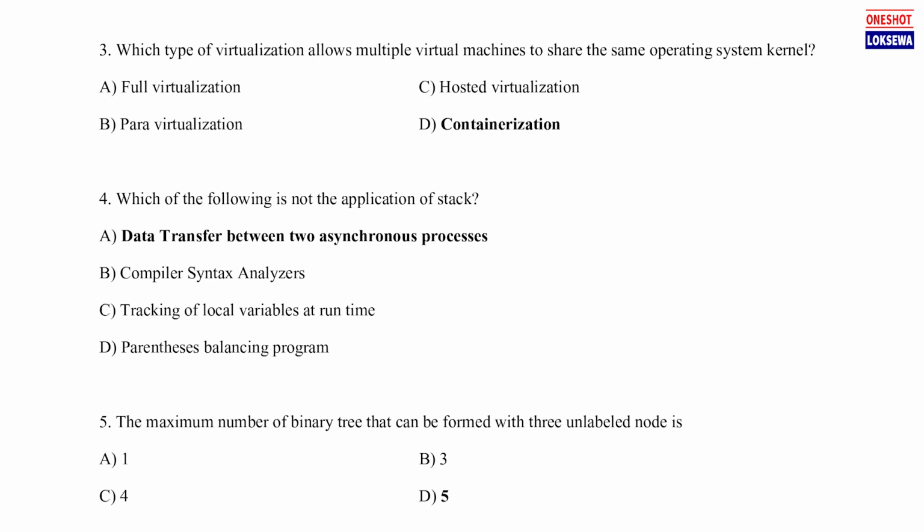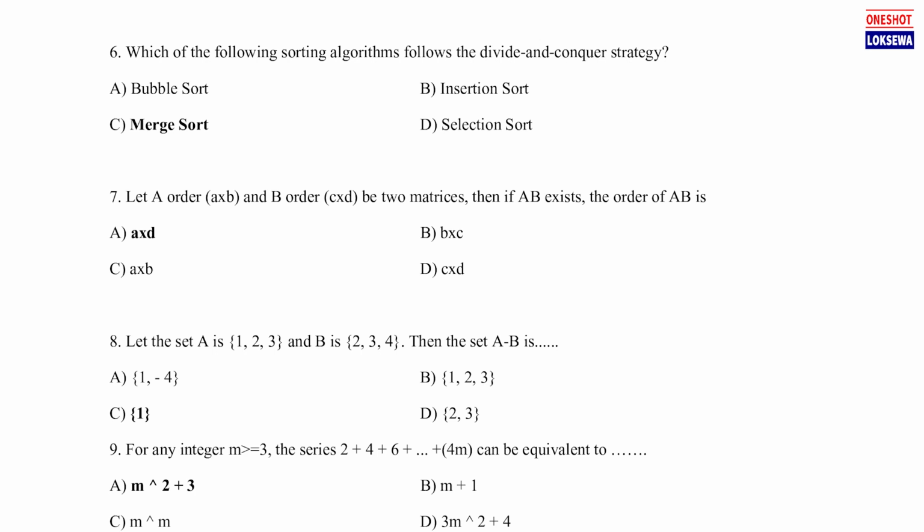5. The maximum number of binary trees that can be formed with 3 unlabeled nodes is: A. 1. B. 3. C. 4. D. 5. 6. Which of the following sorting algorithms follows the divide and conquer strategy? A. Bubble sort. B. Insertion sort. C. Merge sort. D. Selection sort.